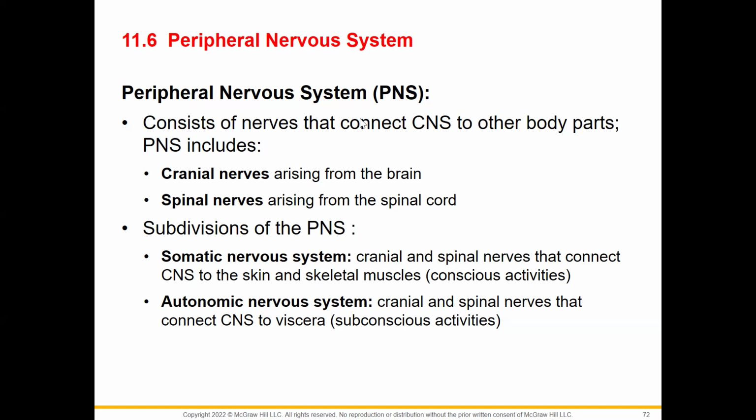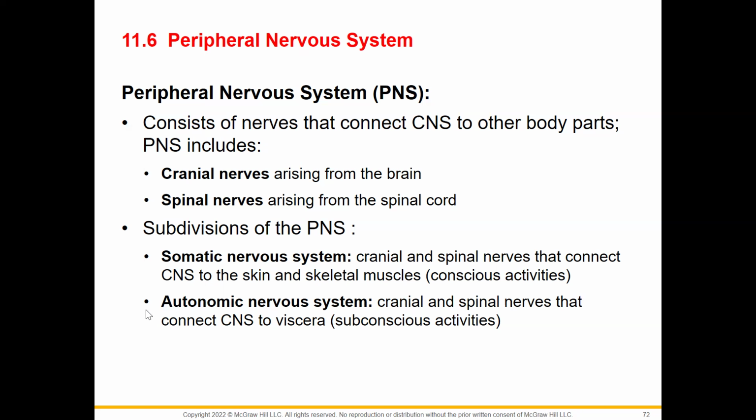The somatic nervous system, remember, soma refers to a body. So, the somatic nervous system consists of the cranial and spinal nerves that connect the central nervous system to the skin and the skeletal muscle. These are structures that you can consciously control. They are voluntary control. You have voluntary control of these structures. So the somatic nervous system is responsible for the innervation to the structures that you can control voluntarily.